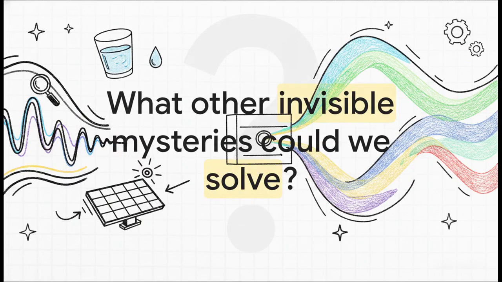We've seen how tracking just a single photon can reveal an entire hidden chemical world, from guaranteeing the purity of the water we drink to mapping the band gaps of the solar panels that will power our future. As we wrap up this explainer, it kind of leaves us wondering, as our tools get more precise and our software gets even smarter, what other invisible mysteries of the universe could be solved simply by shining a light on them?